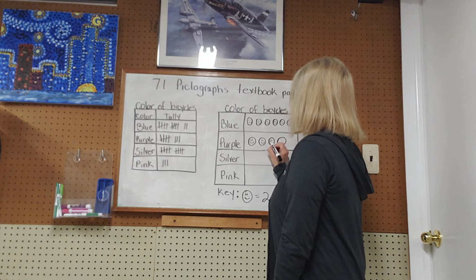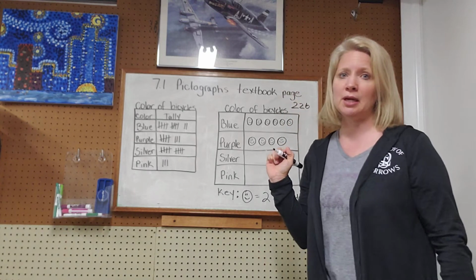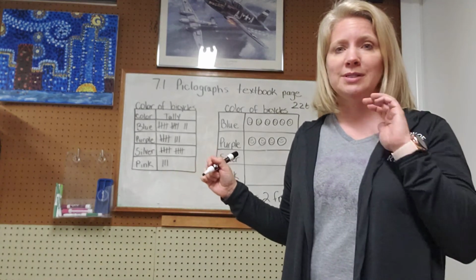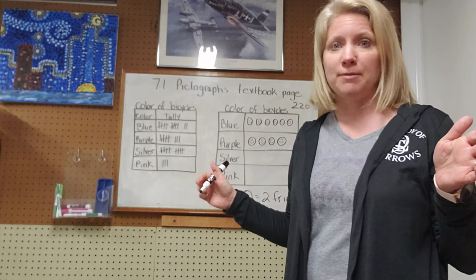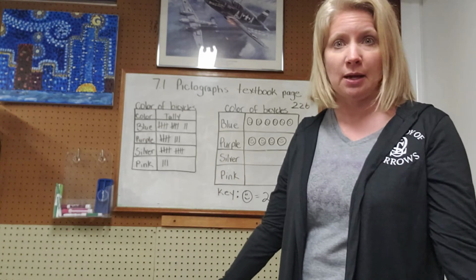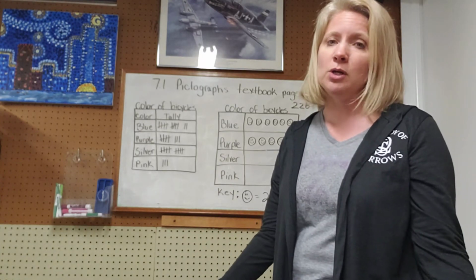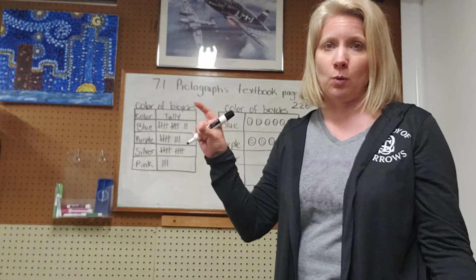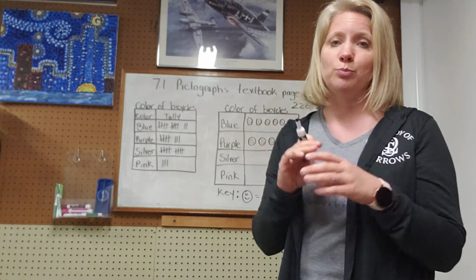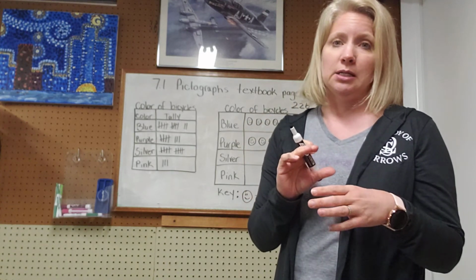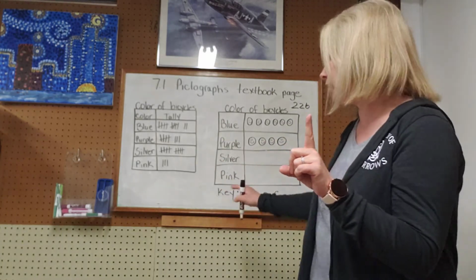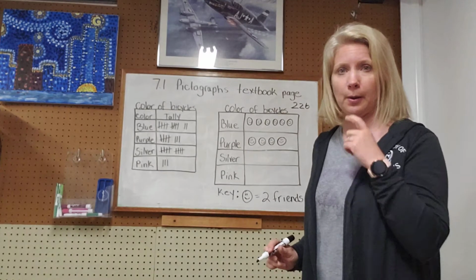You can use whatever picture you want for 2 friends. You don't have to do the smile just because that's what the book used. When you do your picture graph for the sports, if you want to represent it with basketballs because that was your choice, then you could. But I wouldn't do different ones. I would represent 1 picture for the whole chart, okay? So don't do basketballs for basketball and then a swimming pool for swimming. Just pick one little thing that you're going to represent for the whole chart, okay?